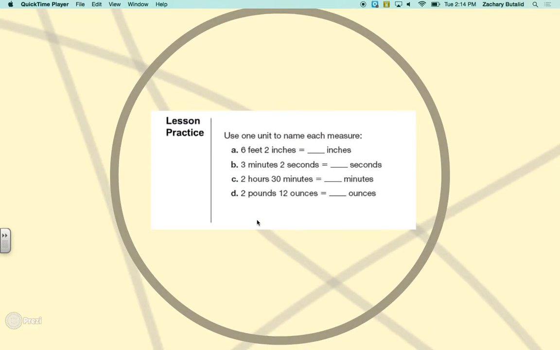Okay, I know that was super quick, but you guys should be able to do this. Remember, you need to know how many inches are in a foot, how many seconds are in a minute, how many minutes are in an hour, and then how many ounces are in a pound in order to figure out these problems. All right, so if you don't know what those are, go ahead and rewind the video back, and you should be able to solve these problems pretty quickly.